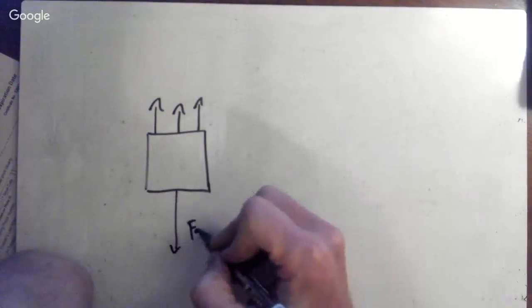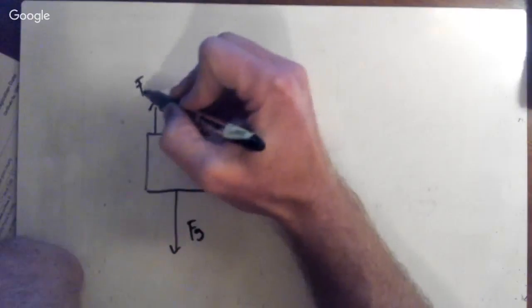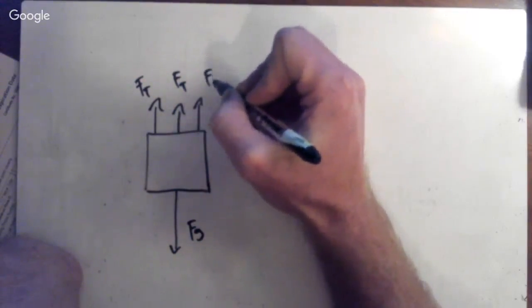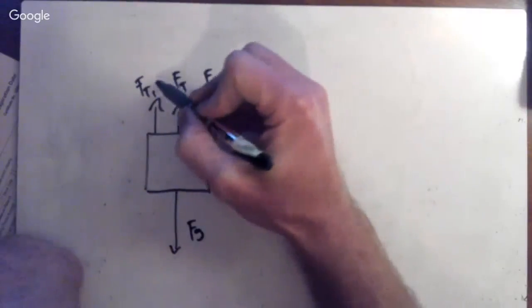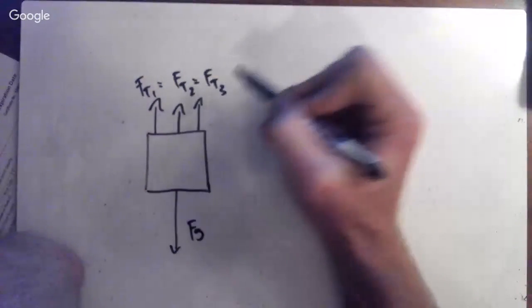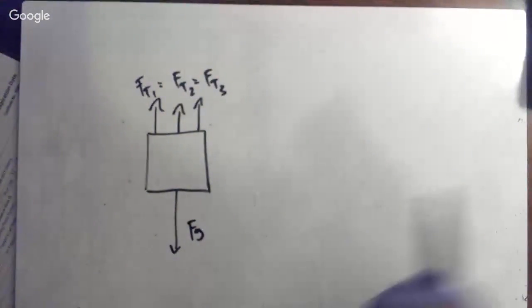And we have force of gravity pushing down. And because they're held up by 3 cables, each one of these is going to be F tension. Now, in this case, F tension of 1 is equal to F tension of 2, and that's equal to F tension of 3, unless we say something different.